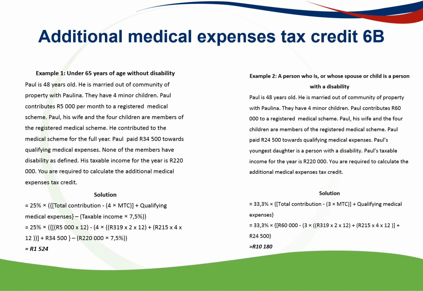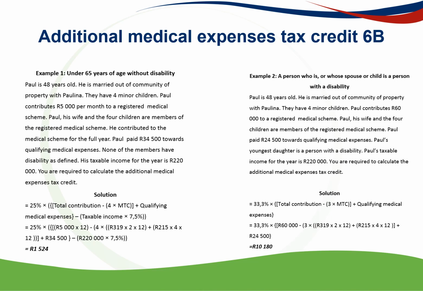You take your total contribution. How much have you contributed to this registered medical aid? Less, remember we spoke about the MTC, which is your Section 6A. So once you get that amount, you take 4 times that. The 4 is a prescribed amount from the legislation, from SARS, for any individual who's under 65 and no disability. So you take your total contribution minus 4 times your Section 6A rebate, plus qualifying medical expenses which have not been reimbursed. So for example, you have medical expenses that have added up to an amount, and the medical aid will not reimburse you for those day-to-day expenses.